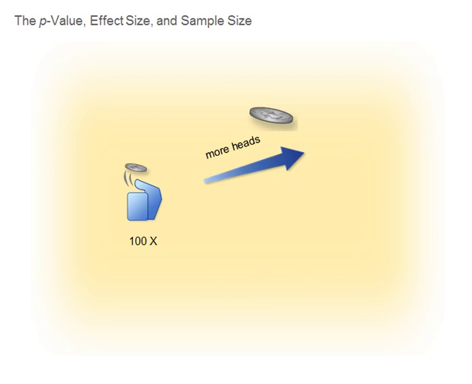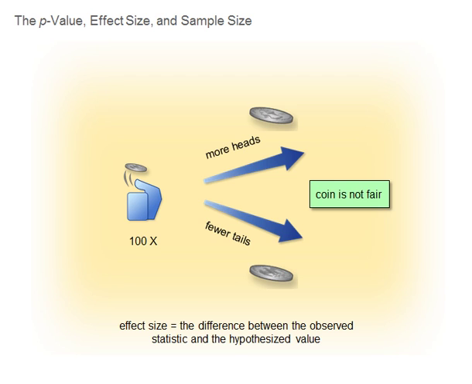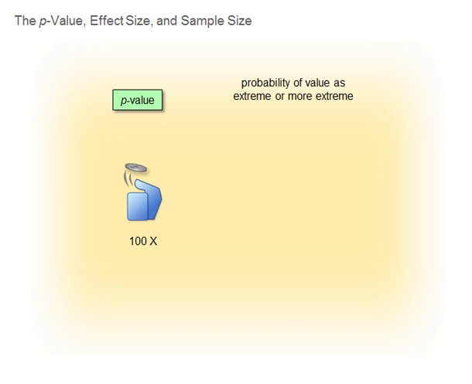In this situation, the greater the difference between the number of heads and tails, the more evidence you have that the coin is not fair. Statisticians refer to the difference between the observed statistic and the hypothesized value as the effect size. A p-value measures the probability of observing a value as extreme as the one observed or more extreme.